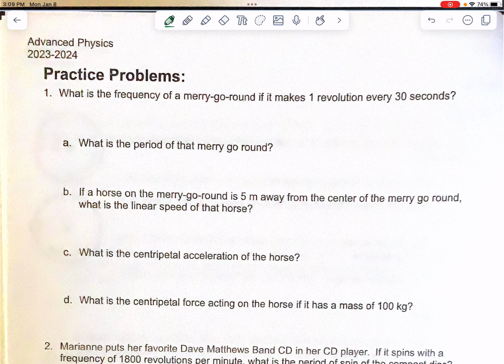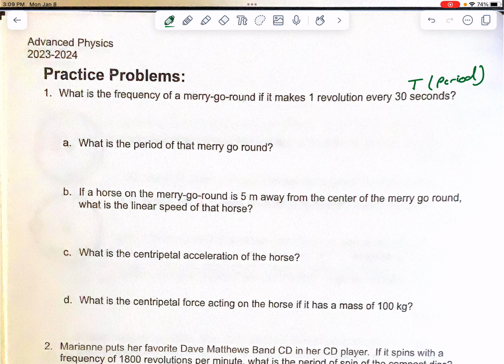All right, this video is going to go over pages 12 and 13 in your packet. So we're going to start off with: what is the frequency of a merry-go-round if it makes one revolution every 30 seconds? So what I just gave you there is the time it takes for one rotation or one revolution. That is your big T. That is your period. The time it takes to go around one time.